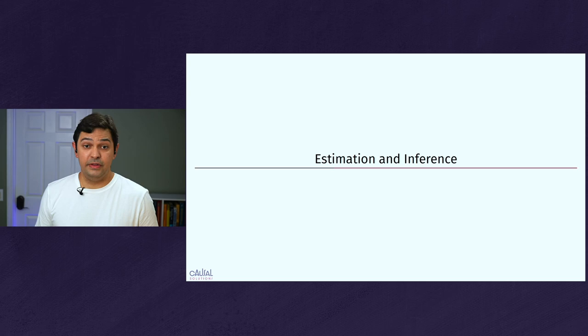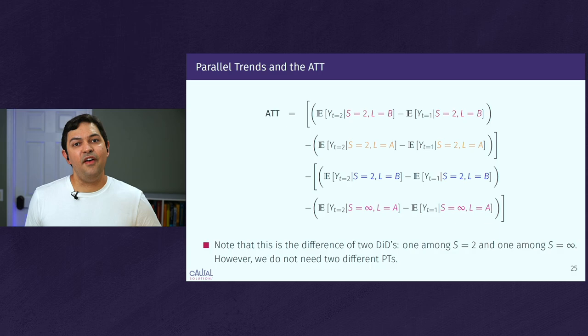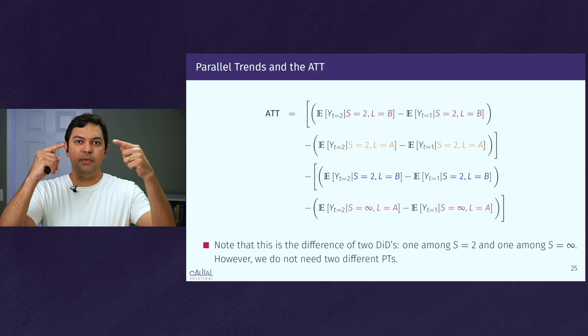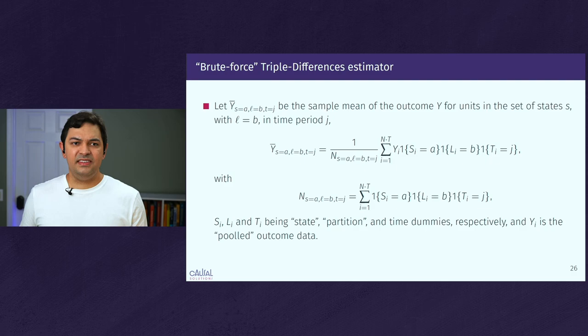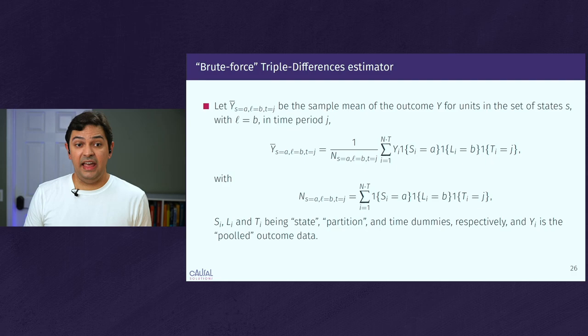And again, the simplest way possible to do this is to look at slide 25 and say, well, it's just a bunch of averages, right? What I do not know here are population expectations, but we all know a very good estimator for population expectations: sample means. So to estimate the ATT, we're going to replace each of these expectations by a sample mean. And again, this is the brute force triple difference estimator, right? The sample mean here is going to depend on different indexes, different partitions: state specific S, partition specific L, and time specific T.